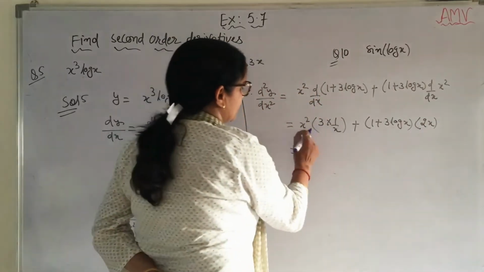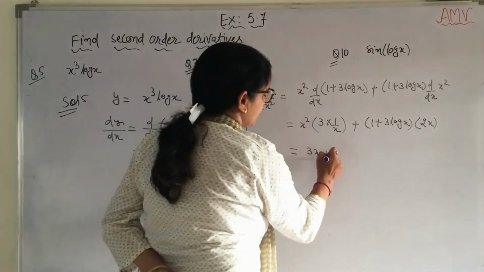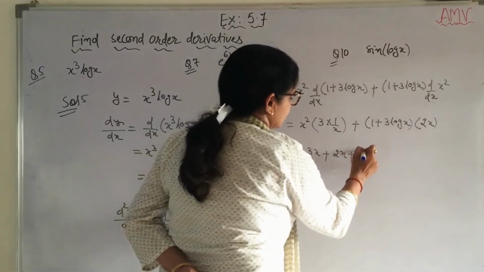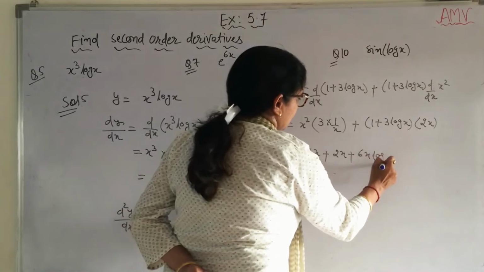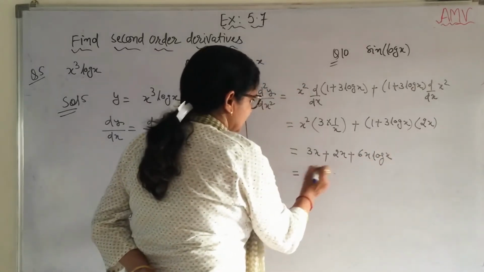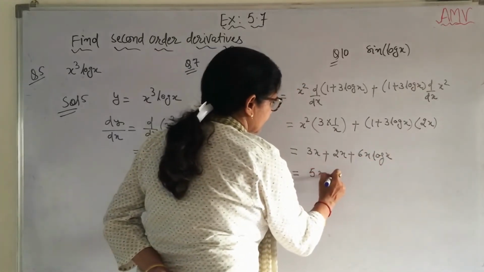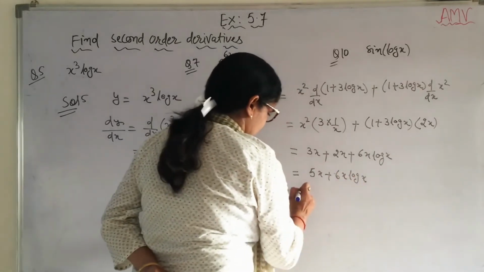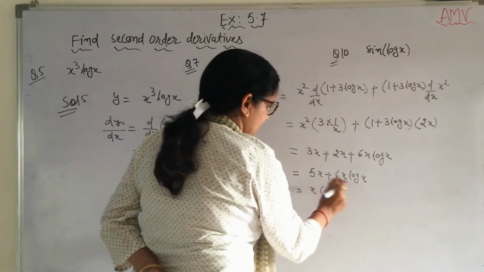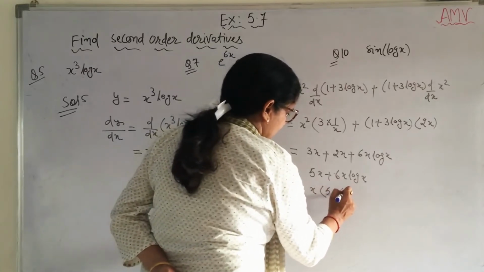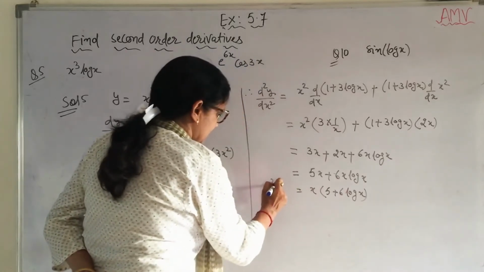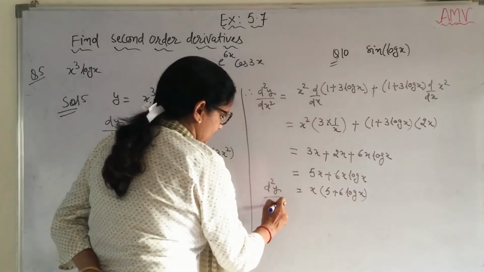Now you will get 3x plus, from here 2x, and plus 6x log x. So the answer is 5x plus 6x log x. You may take x common, so x times (5 plus 6 log x). It is the second order derivative.